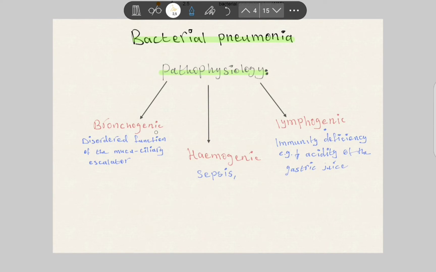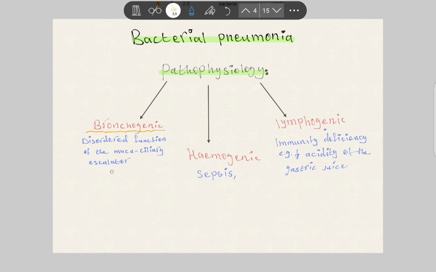So pathophysiology of pneumonia. In order to develop pneumonia, there are 3 mechanisms that should be present in the person. So the first one is the bronchogenic mechanism. The bronchogenic mechanism means when there is a disorder in the function of the mucociliary escalators. So if the mucociliary escalator is disordered, it cannot remove the pathogens from the lumen of the bronchi. When a pathogen enters the lumen of bronchi, the bronchi will produce mucus, and the mucociliary escalator will try to move them outside the lumen of bronchi.